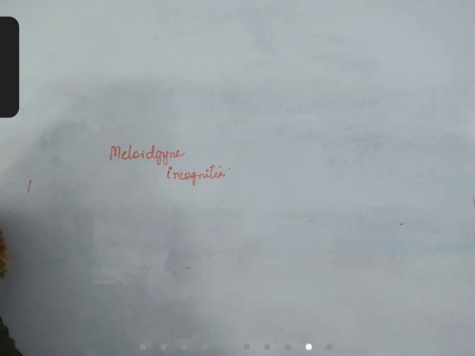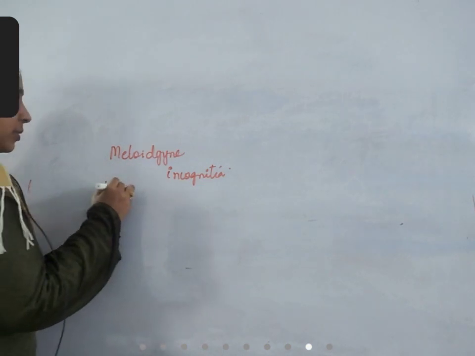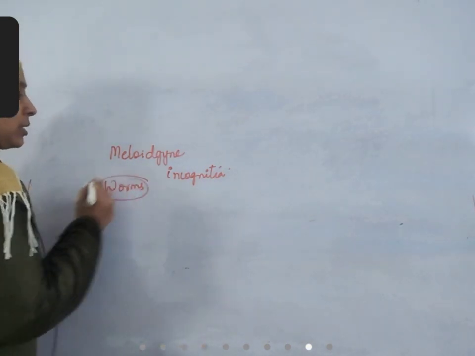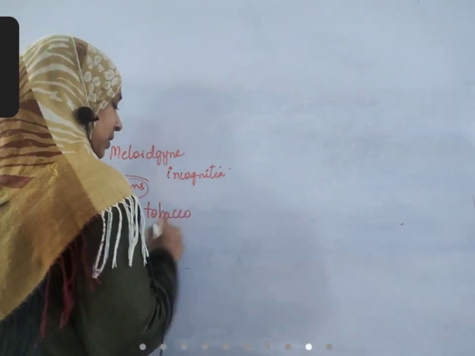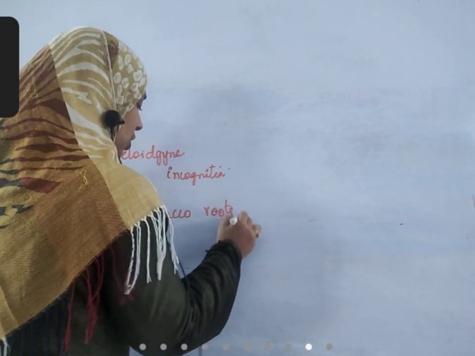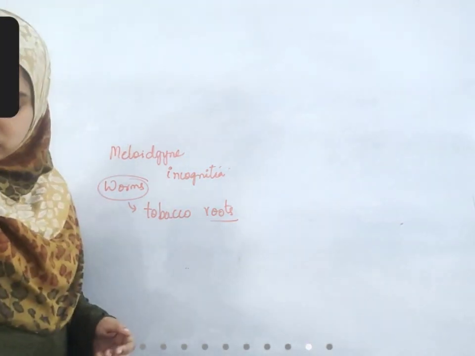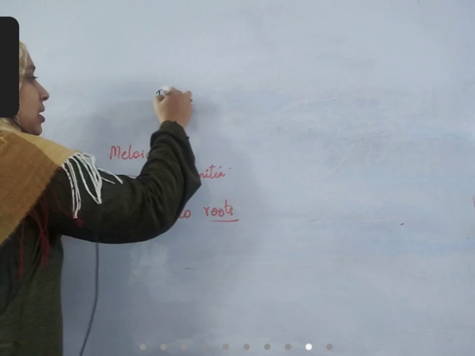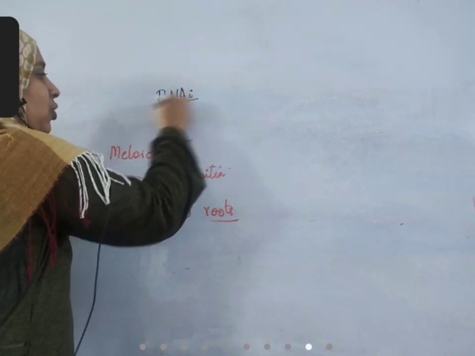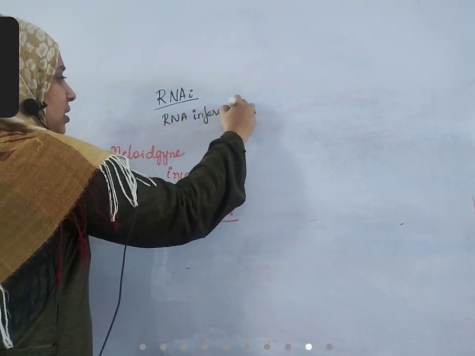Nematode means worms. Roundworms are called nematodes. It causes infection in tobacco plants. It eats tobacco leaves and roots. It causes infection to tobacco roots. And once the roots are infected, the plant cannot grow. So to avoid this, a method called RNA interference is used. RNA interference, denoted as RNAi.